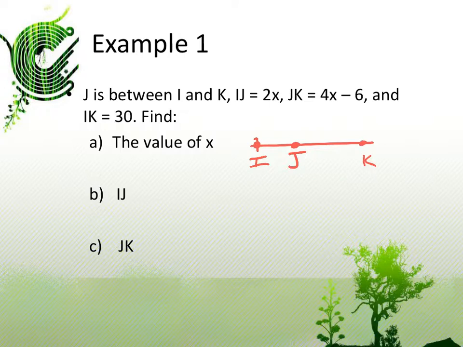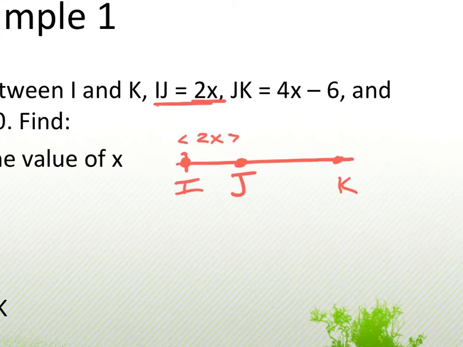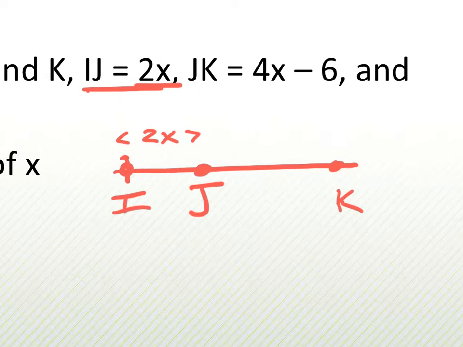It says that IJ, they mean the distance from I to J right here, is 2x. That's how far it is from I to J. If I walk from I to J, how far have I walked? 2x. Okay, whatever that means. I'm going to zoom in here for a minute. And the distance from J to K, that means JK, the distance there, is 4x minus 6.